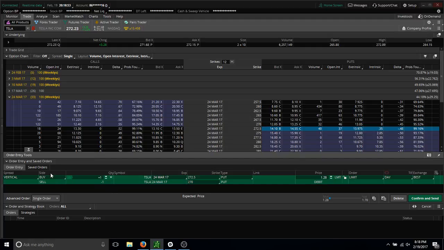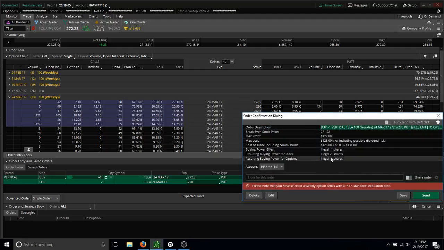So like I said, make sure you are buying the right put, which would be the one that's in the money, and then you're selling the right one. So confirm and send. It tells you selected a weekly option, got it. And then this is what we're looking for. Like I said, max profit, max loss are close to identical. 122, 128.